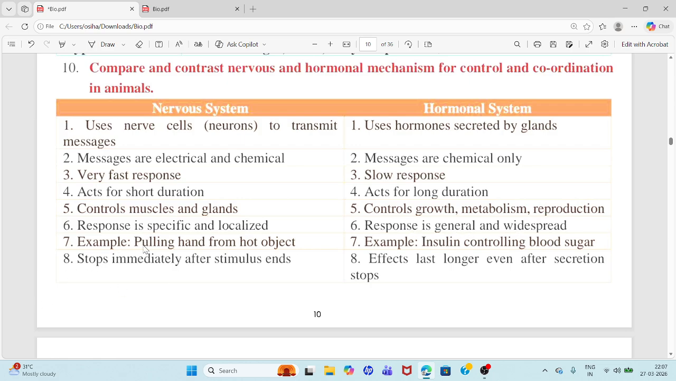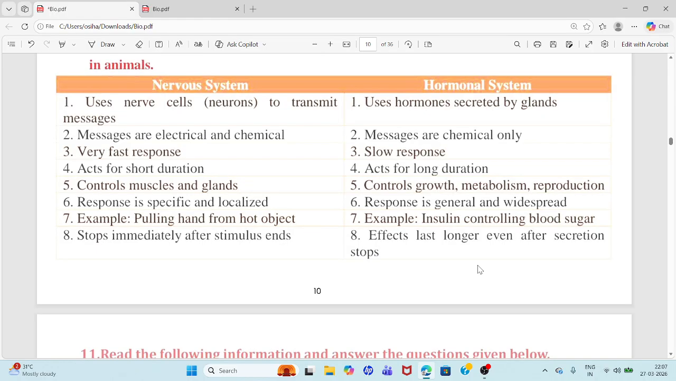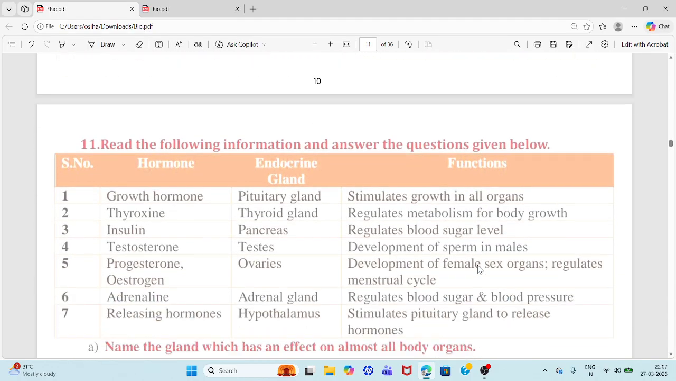Example for nervous system: pulling hand away from a hot object. Here, insulin controlling blood sugar. Stops immediately after stimulus ends. Here, effects last longer even after secretion stops.